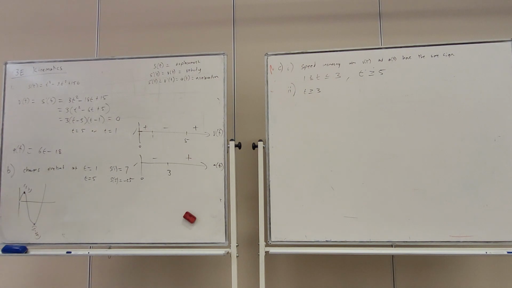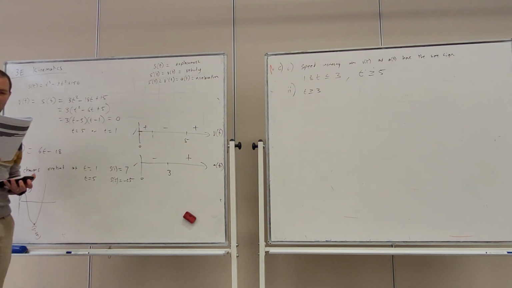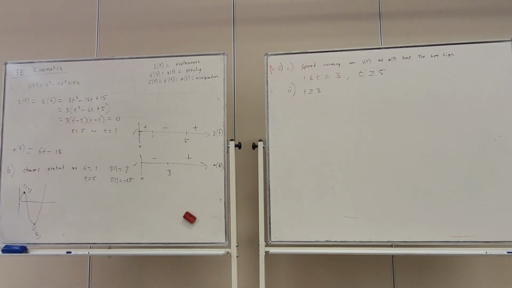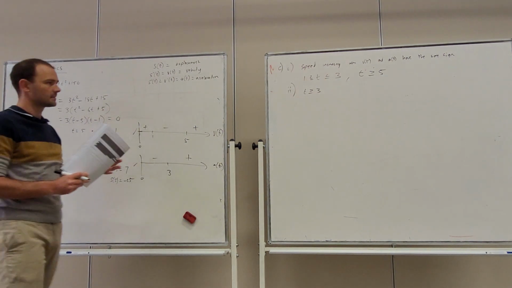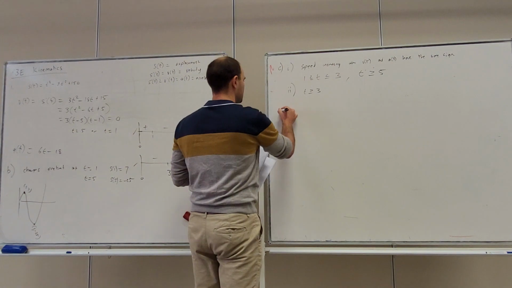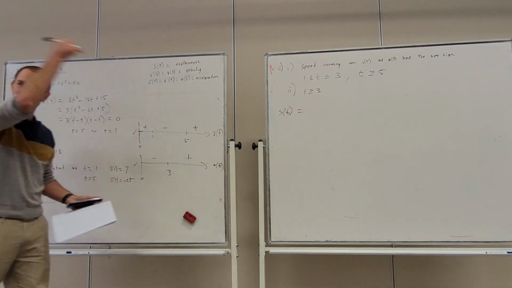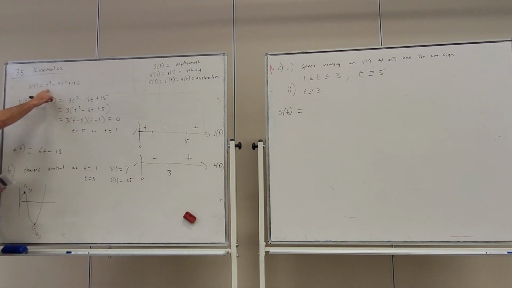Okay, part D. Find S of 6 and draw a motion diagram over the first 6 seconds and hence calculate the total distance. Alright, so first it says find S of 6. So that means when time is 6, what's the displacement? Well, remember I said let's graph this function. It's going to be useful because now I'm going to use it again. I'm just going to trace along it.